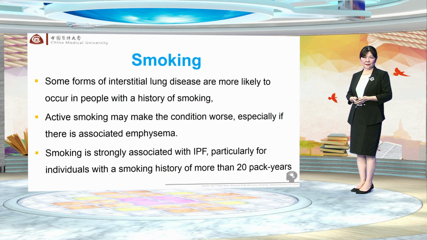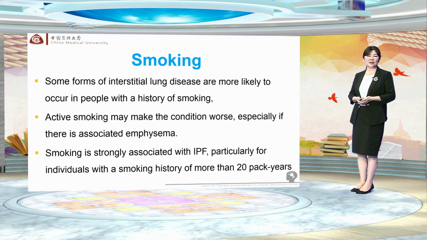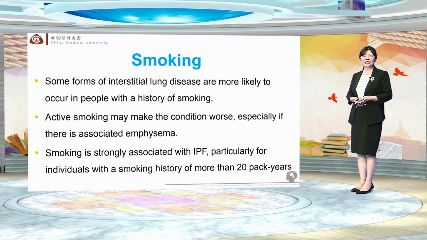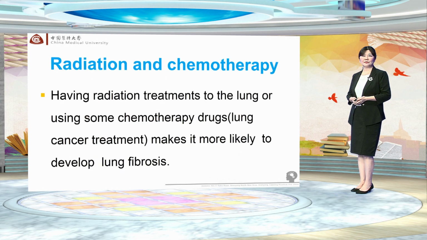And smoking. Some forms of interstitial lung disease are more likely to occur in people with a history of smoking. Active smoking may make the condition worse, especially if there is associated emphysema. Smoking is strongly associated with IPF, particularly for individuals with a smoking history of more than 20 pack-years.